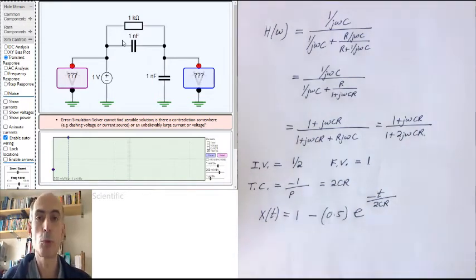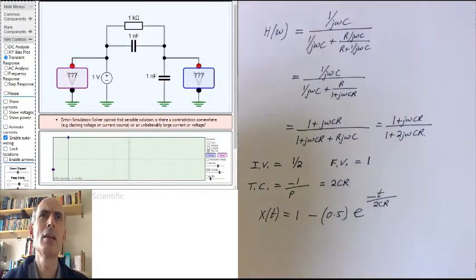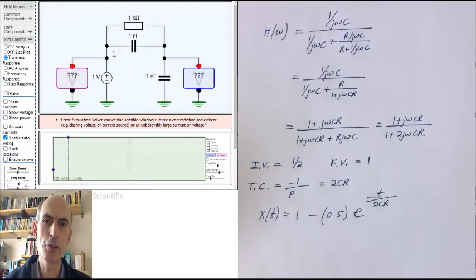And that method works perfectly well. And yet, as we've seen, the step response can't really exist for this circuit because there's a contradiction immediately after the step has arrived.